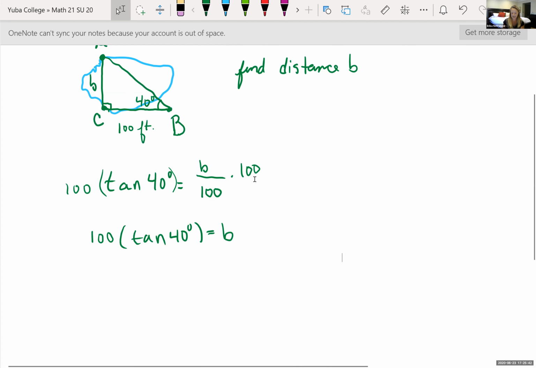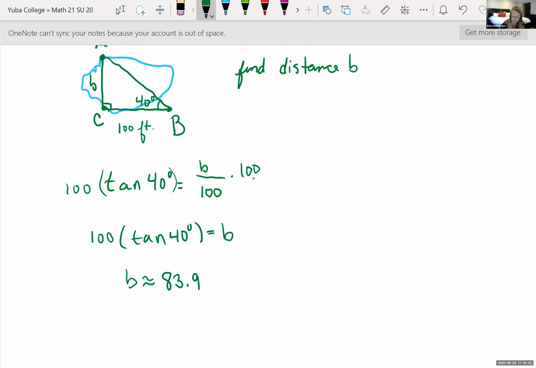Doing this, I get b is approximately 83.91. I said to the hundredths, so I'm rounding. I have a 9 in the thousandths place, and the 9 rounds my hundredths up to a 1.